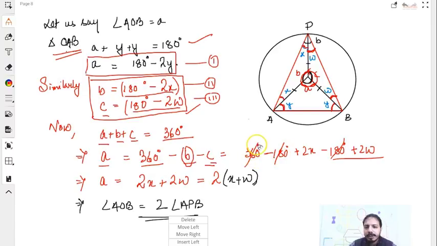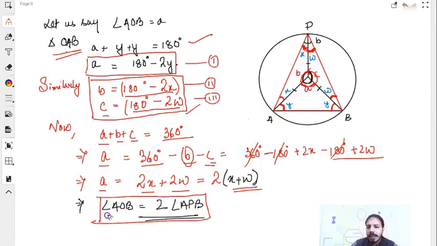In this way 360 will get cancelled by this 180 and 180, and what will be left is A is equal to 2x plus 2W, or in other words 2 times x plus W, right? And what is x plus W, guys? X is this angle and W is this angle. So I can say that x plus W is nothing but angle APB. So from there I can prove that angle AOB, that is this angle, is twice this angle. Okay, so this is very, very important. So hope you get it.